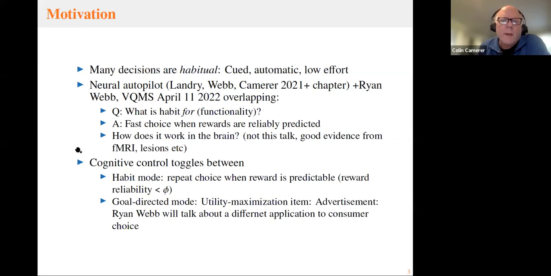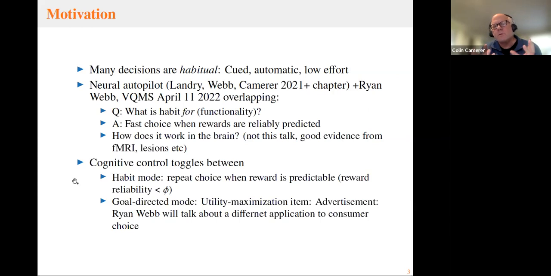And how does it work in the brain? Quite a bit is known about that. I'm not going to show you any brain pictures, but there's evidence from rats where you lesion dorsolateral striatum or medial striatum, and you can either abolish habits so the rat no longer acts habitually, or you can abolish what's called goal-directed, more rational behavior. So the animal evidence is very strong.